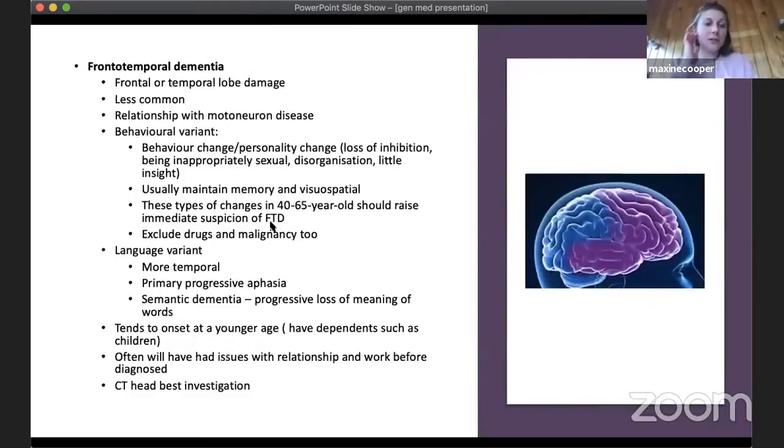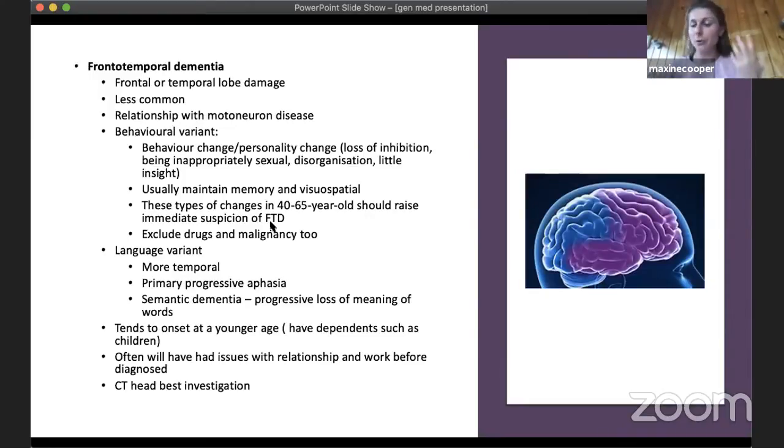Cool. Just finally on dementia, frontotemporal. This is where you're getting some frontal temporal lobe damage, and therefore it's often more behavioral and personality changes that you're seeing with these patients. What's quite interesting is this happens at a younger age. So often these people have dependents, they have children, they have a partner, and therefore it can have a larger impact on other people, wider people. Often these people will actually have had problems with their relationships or with their work before they come in.